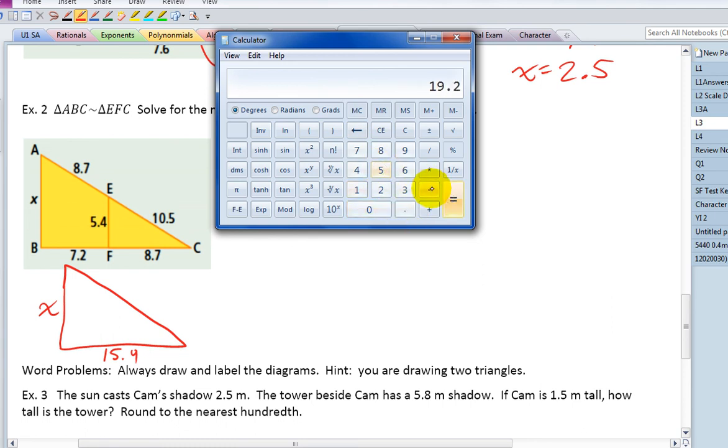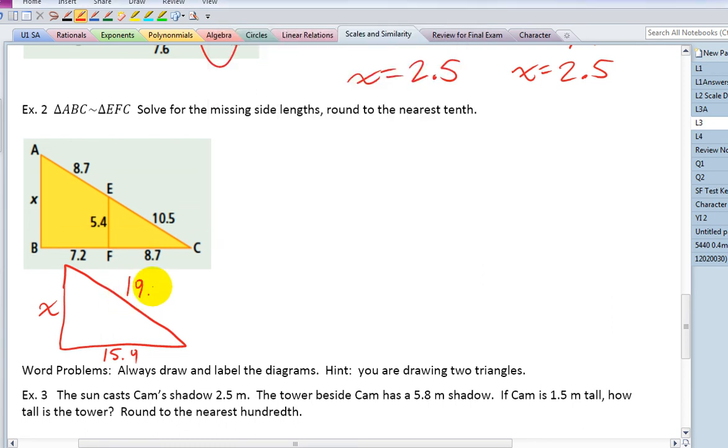10.5, 19.2. Okay, so which one do you want on the top? Which triangle? Big or small? Big. Okay, yeah, sometimes we use big, small, sometimes left, right. Sometimes top, bottom. Okay, so the big one, x, 15.9, 19.2. Doesn't really matter which way you write the order though. Now match it up. Go.